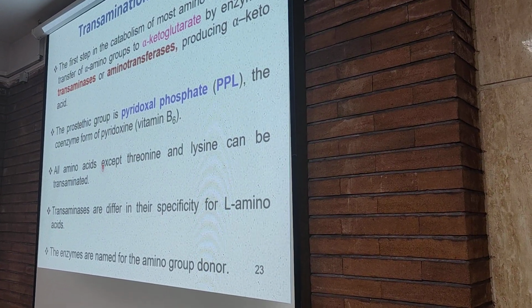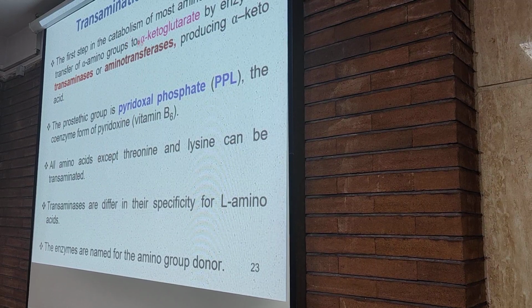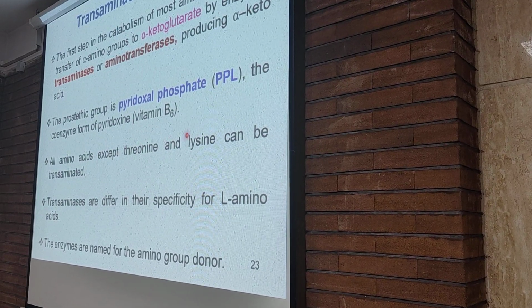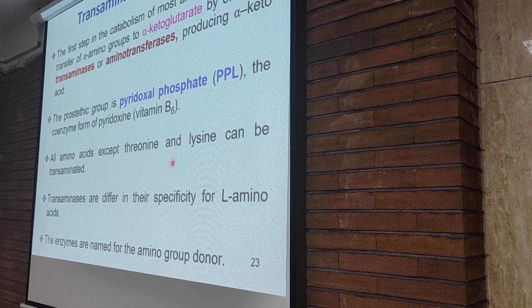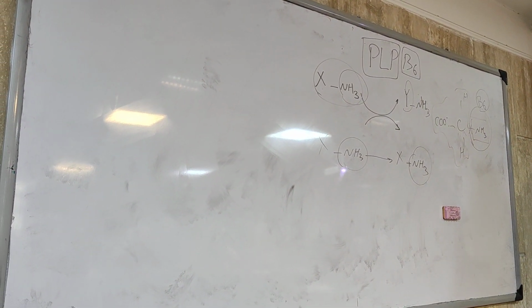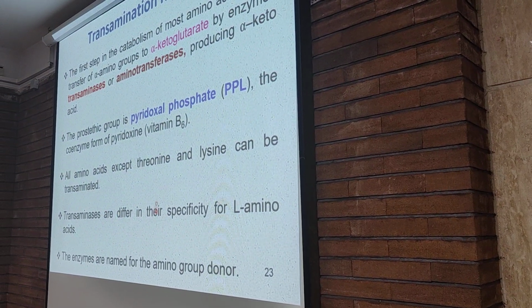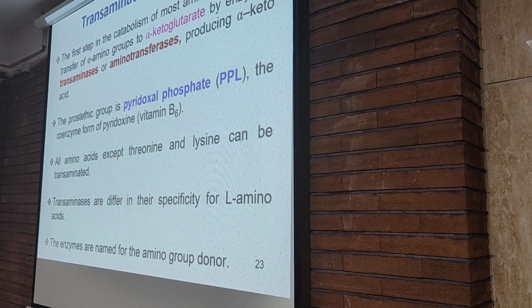All amino acids can undergo transamination except threonine and lysine, and some references refer to serine. Some references mention that only lysine and serine, and some mention that three amino acids cannot undergo transamination. And they differ, for example, for L-amino acid, and the name is for the amino acid donor.